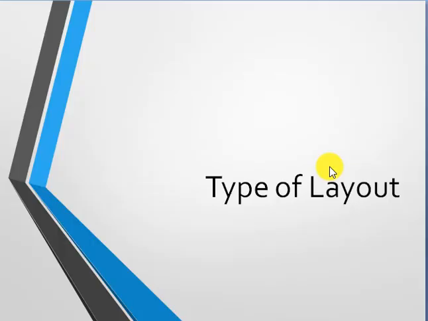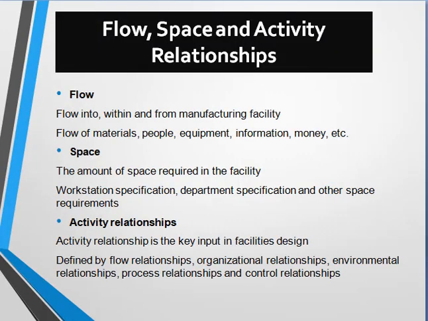So everyone, I'm going to share about layout types in a factory or plant. Actually there are so many aspects that need to be considered when we lay out a facility. For example, the flow of material, the space requirement, and also the activity relationships. These three things have a strong connection in order to put the best layout in a factory.